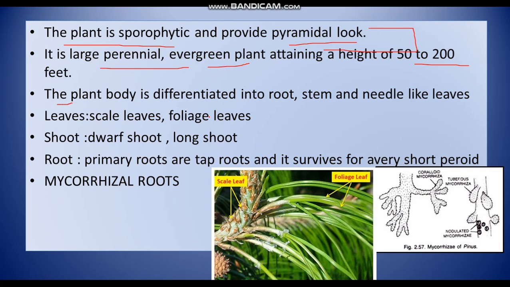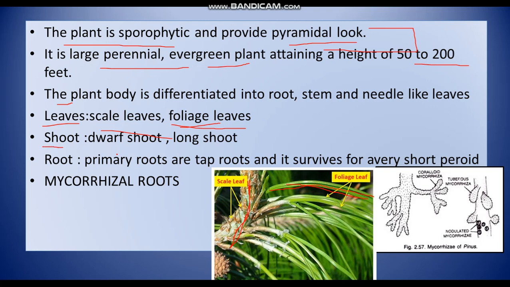The plant body is differentiated into root, stem and needle-like leaves. Leaves are of two types. One is a scaly leaf and the other one is a foliage leaf. What are scaly leaves? Scaly leaves are brown in color and they cover the whole stem. Whereas foliage leaves are green in color. These leaves help in photosynthesis. These are needle-like. In this diagram, you can understand these are needle-like.